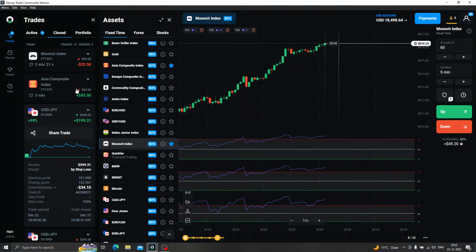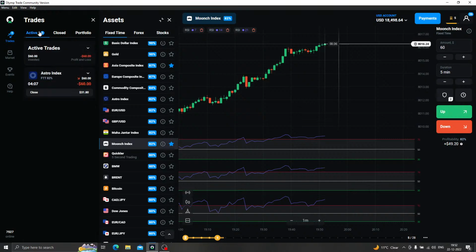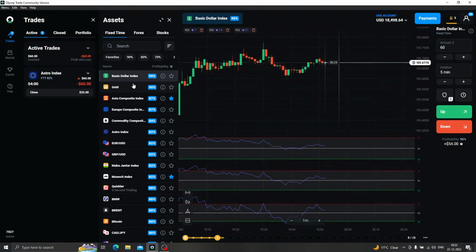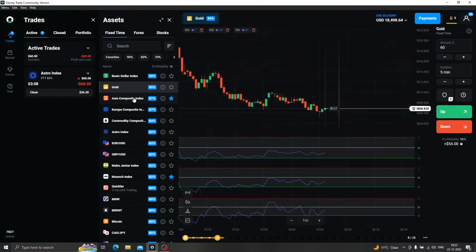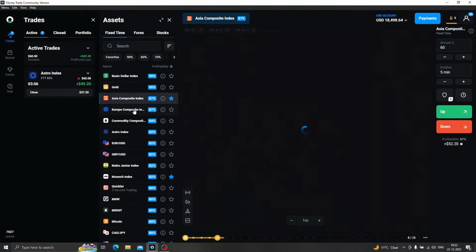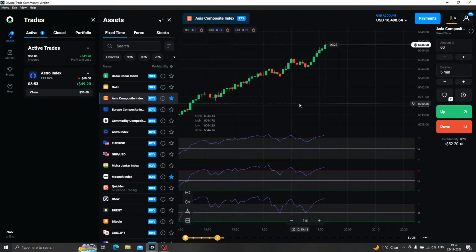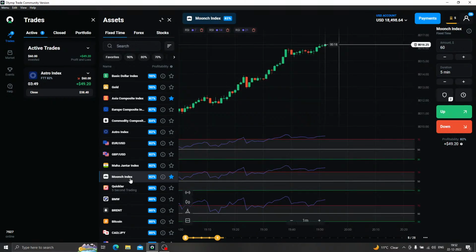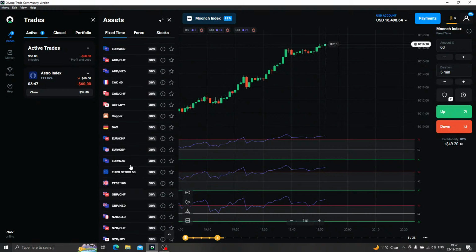Our current situation is $10 in profit. The first trade was in profit. This trade we closed early and saved some loss. Okay, still no entry here. Nothing in Mooch Index also.